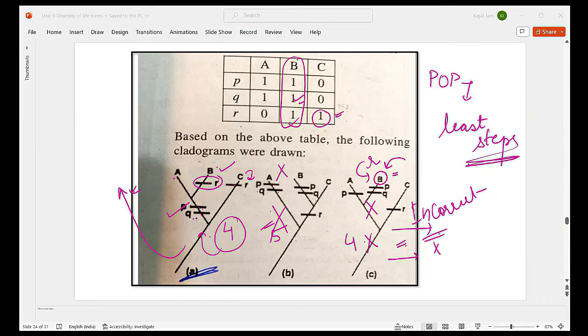Right? Understood, everyone? Yes. Now is it clear? Anjali and Neha, any doubt?